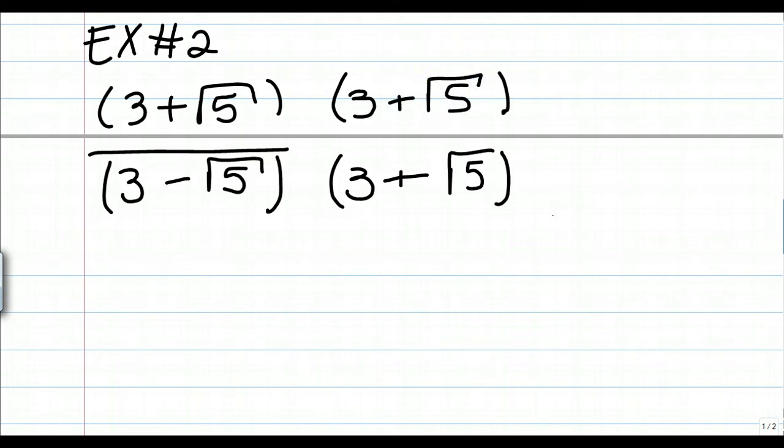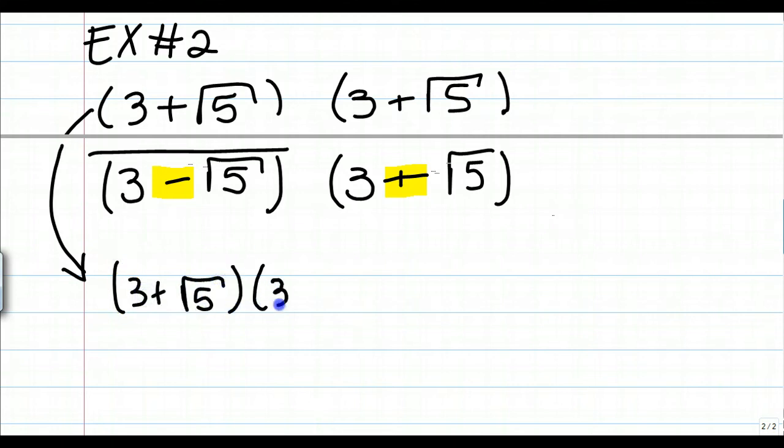So since this is a minus, this is now a plus. And if this was a plus, then this would have to be a minus. So you just change the sign, and you're going to go ahead and FOIL the top and FOIL the bottom. So on top, I'm going to write this down here. And we're going to FOIL it.